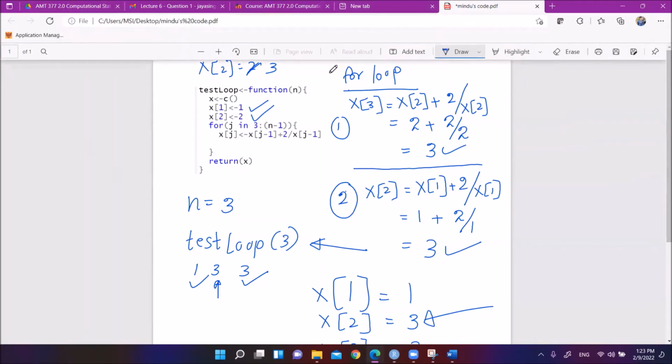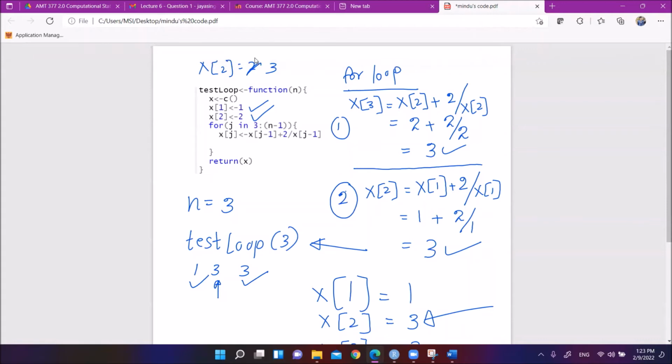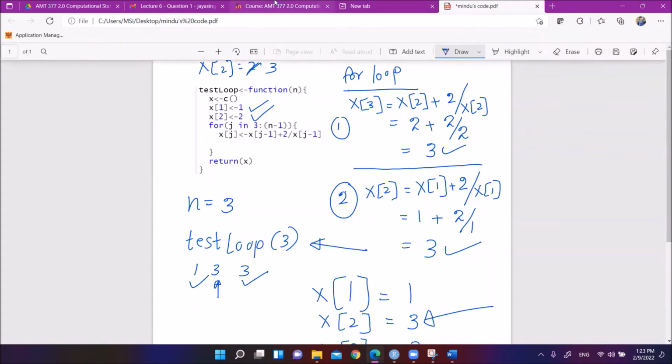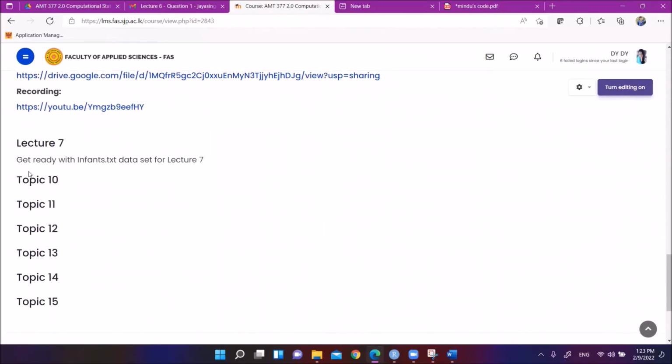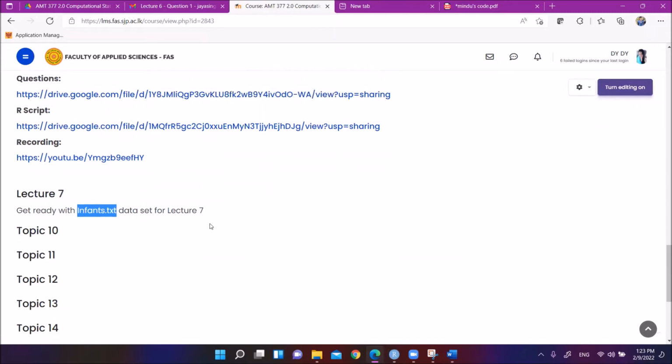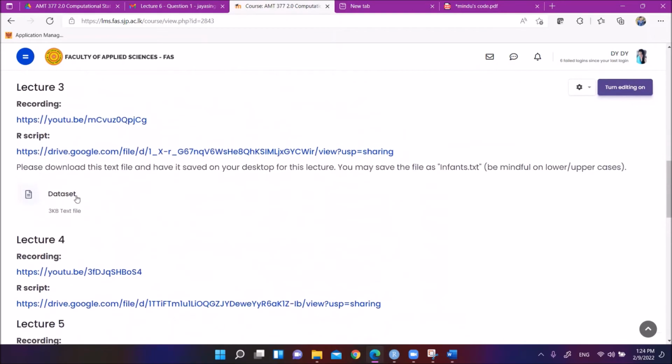Okay. So today's lecture would be depending on the infants data set. Once again, I just put a notice in the LMS. I don't know whether you could go through that. So for today's lecture, we would be needing this one. So you have this data set already saved in your machines. If you can't find it, just download it here from lecture 3.